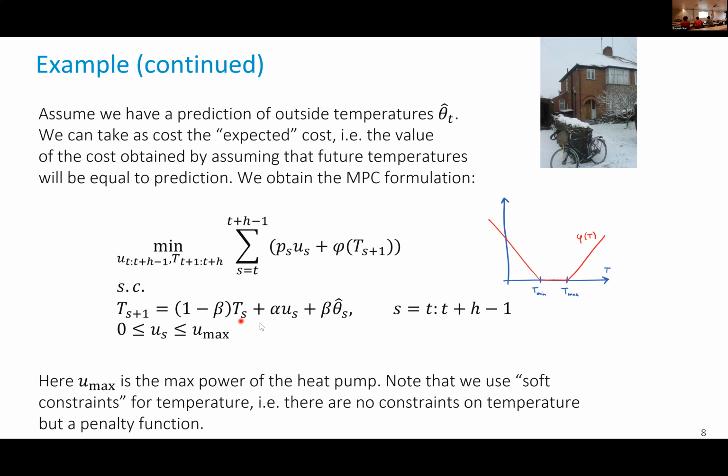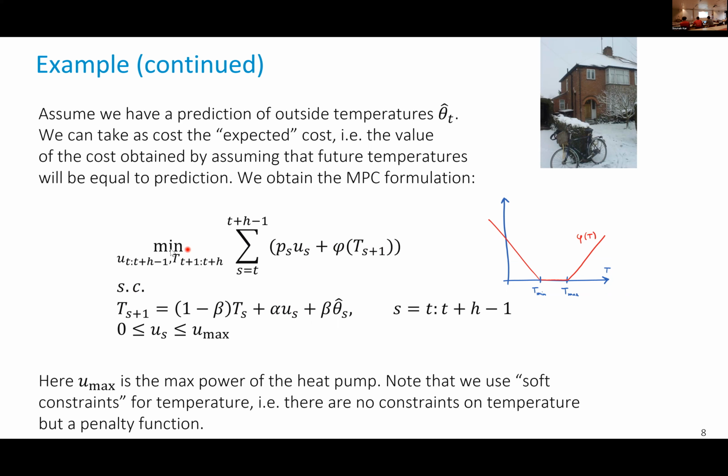And the temperature is given by this equation. The temperature at the next step that results from my action is given by this equation, which we see is linear and is a combination of our decision here, of the previous state, and of the outside temperature, which is now assumed to be known from a forecast.